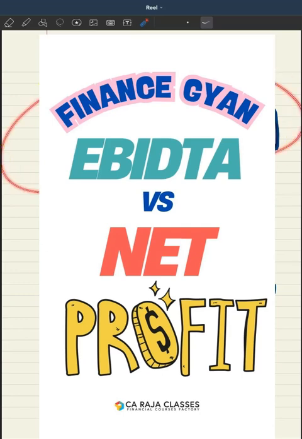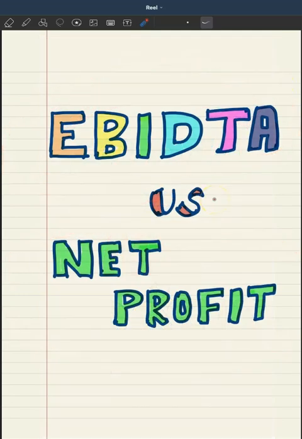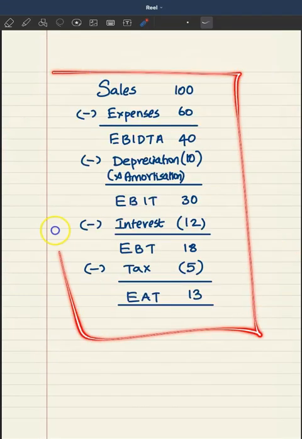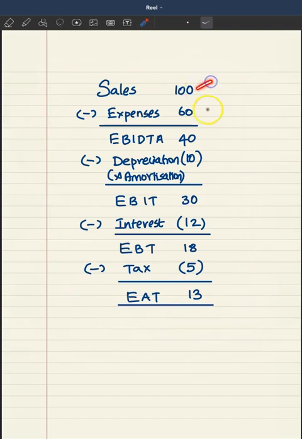What is the difference between EBITDA and net profit? Let us understand. Let's take the help of this simple statement. Look at here, from sales we are deducting operating expenses and we are getting EBITDA. EBITDA stands for earnings before interest, depreciation, taxes and amortization.